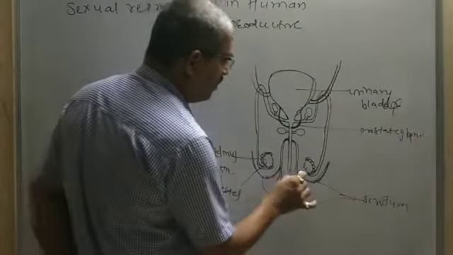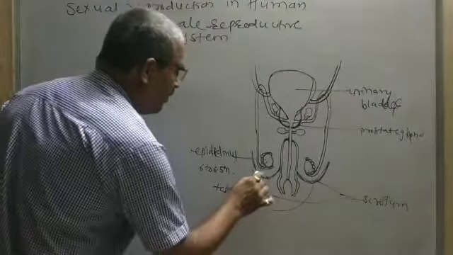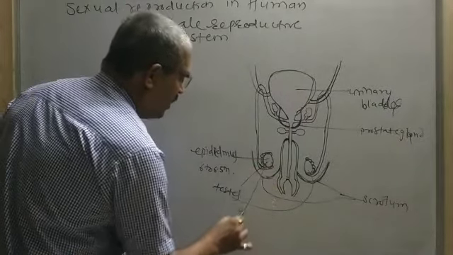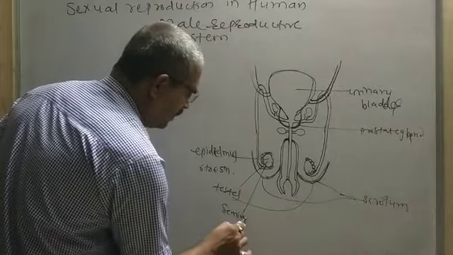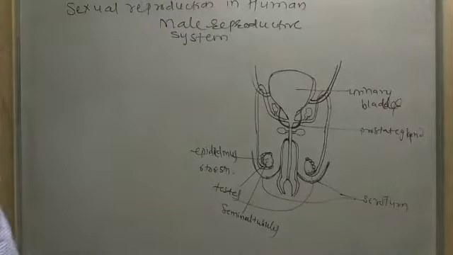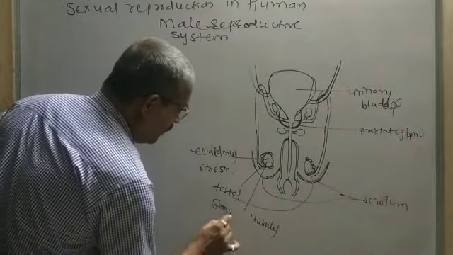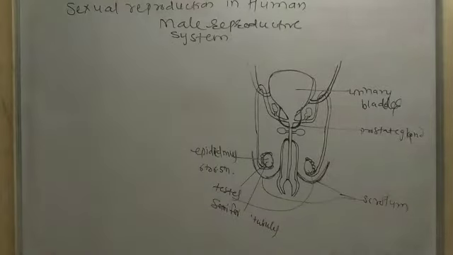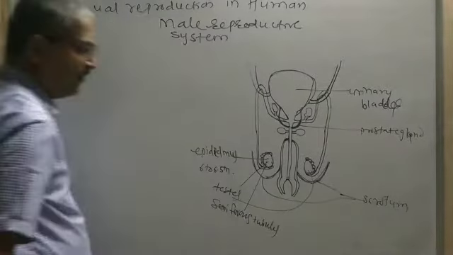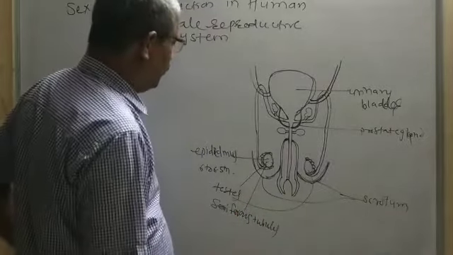Now this spherical shaped part is called the testes. The testes have a number of seminiferous tubules. Both the testes have a number of seminiferous tubules.